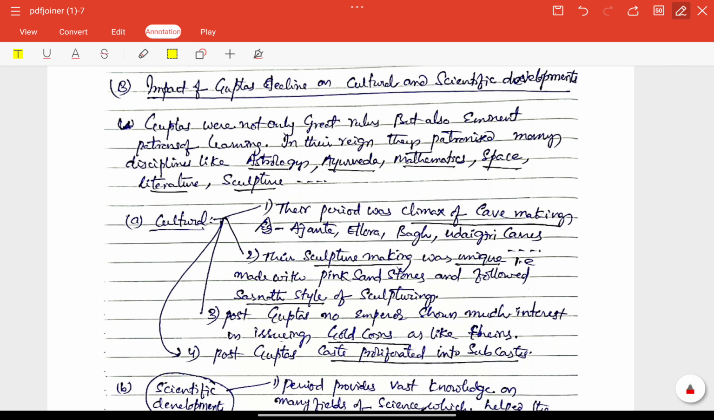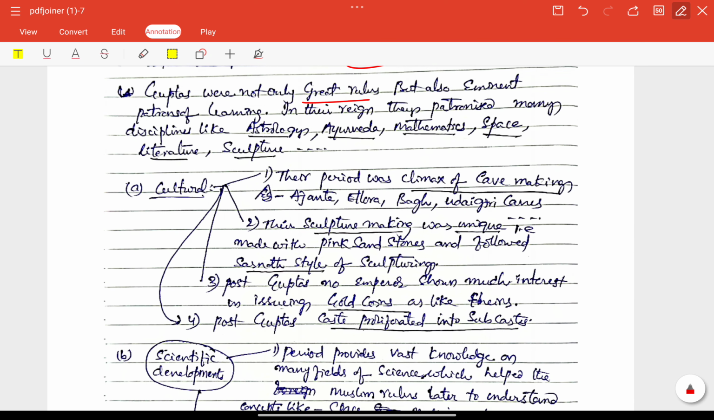Impact of Gupta's decline on cultural and scientific developments is divided here. Guptas were not only great rulers but also eminent patrons of learning. In their reign, they patronized many disciplines like astronomy, Ayurveda, mathematics, space, literature, etc. Very good, good points.